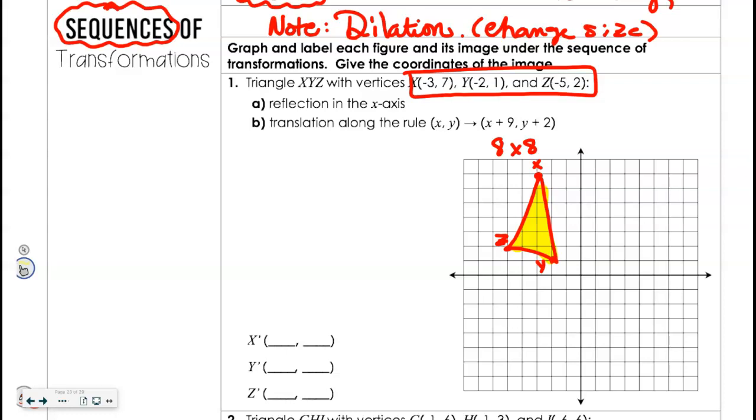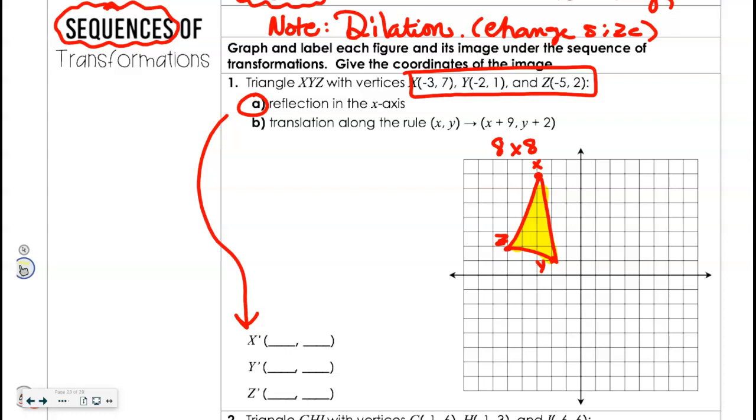You've either been sliding it, flipping it, turning it, or blowing it up or shrinking it. For this one, you're told to do 2 things. A, you're first going to reflect it over the x-axis. The first time I do something, it's called x prime, y prime, z prime. Does that make sense? So I'm going to find my rule for reflecting over the x-axis. It should be on your note card.